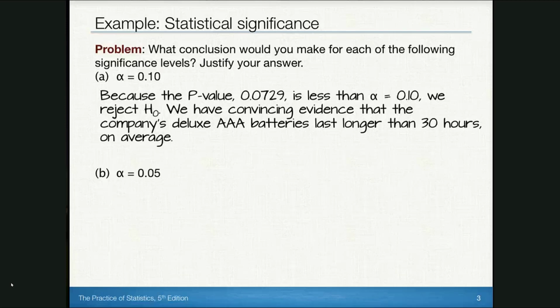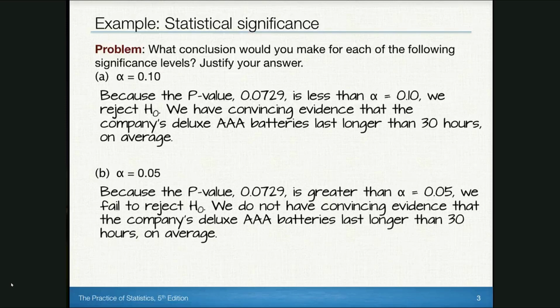Well, let's suppose alpha was 5% or 0.05. In this case, because the p-value is greater than alpha equals 0.05, we fail to reject the null hypothesis. That is, we do not have convincing evidence that the company's deluxe AAA batteries last longer than 30 hours on average.